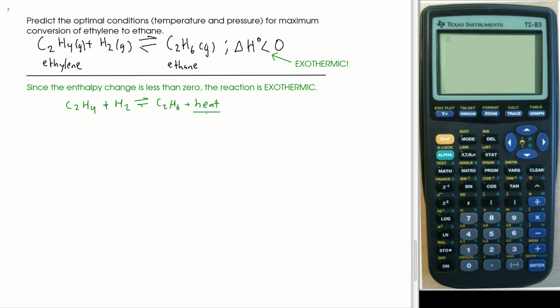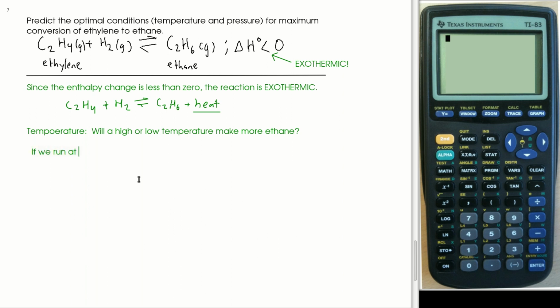Now, temperature. Will a high or low temperature make more ethane, or C2H6? So let's think about what would happen. If I were to lower the temperature, what would I be doing? I would be removing heat. So if I removed heat, then the reaction should shift to make more of it, which means the reaction would shift to the right at a lower temperature. If I were to add heat, run the reaction at a higher temperature, the reaction should shift away from the heat and move to the left. Now, to the left is the reactant direction. So we're trying to make more ethane.